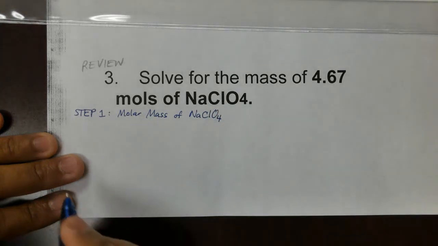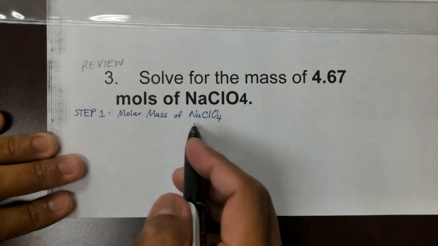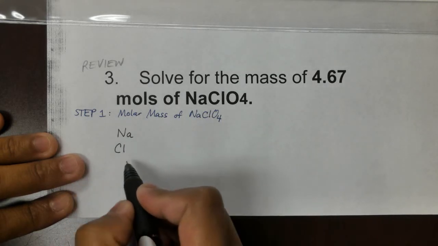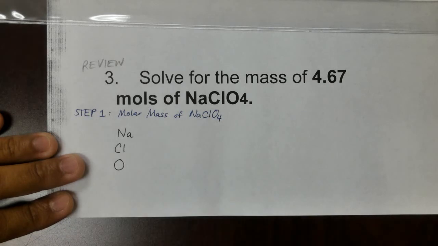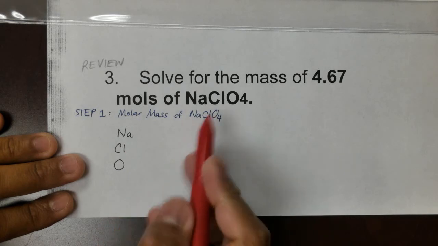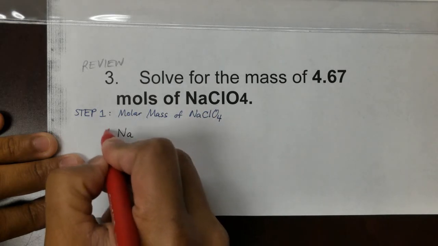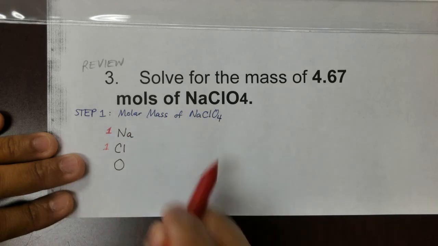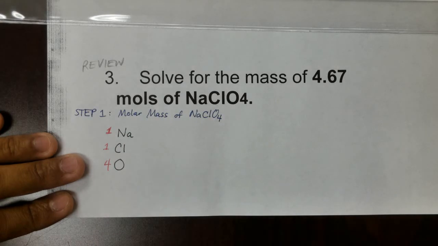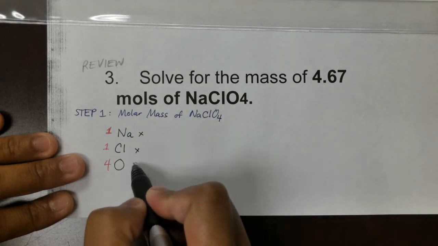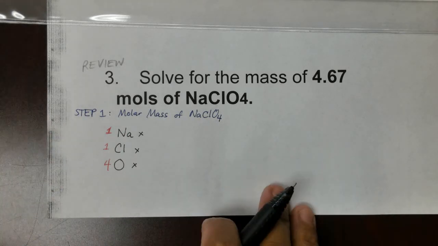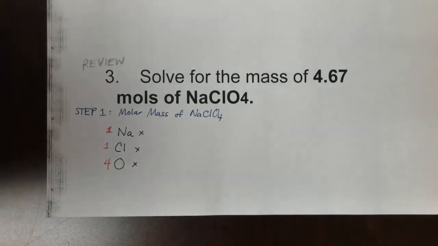NaClO4. So we get to list down all the elements present for our chemical formula. So that's Na, and we have Cl, and then we have oxygen. And then beside it, we're going to look at the quantity from the subscript. So Na and Cl, they do not have a subscript, so that's understood to have one only. And then for oxygen, there are 4 because we see a subscript of 4 there. After that, we're going to put multiply, multiply, multiply to remind us that we need to look at the periodic table, look for the atomic masses of these elements that we listed here.